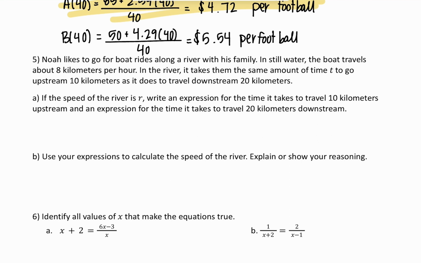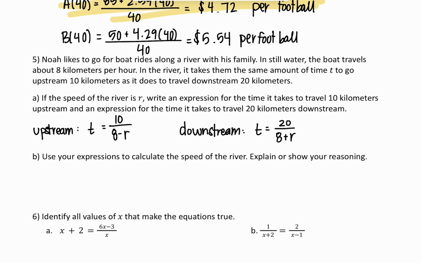So when we're going upstream, that means that the current or the river is working against us. So we can say that the time is 10, which is the total kilometers that it went in that time, and then 8 minus whatever the river's current or speed is. And then for downstream, time is equal to 20, which was its distance at that time, divided by 8 plus r.